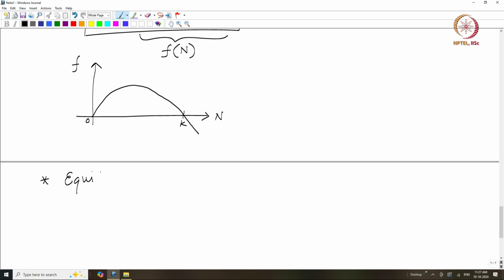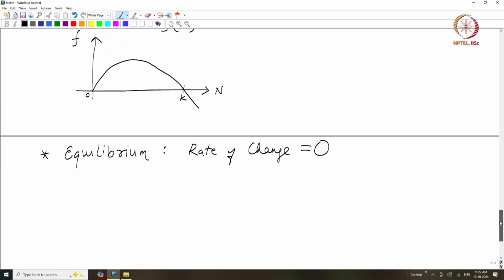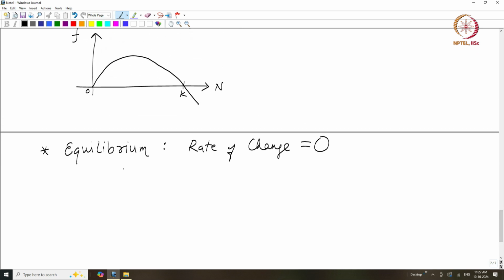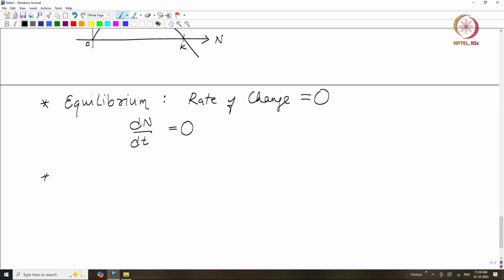One is the concept of equilibrium. The equilibrium is a constant when the rate of change is 0. So for our context the rate of change is in population size, that means dn by dt is equal to 0. Whatever the population sizes at which the rate of change is 0, they would be called equilibrium population sizes. So that is one concept, the concept of equilibrium.